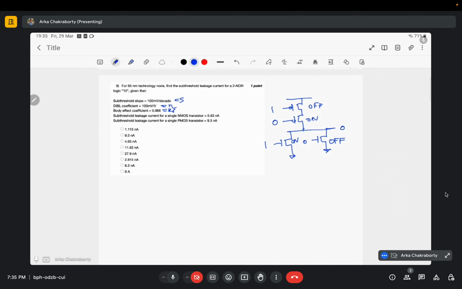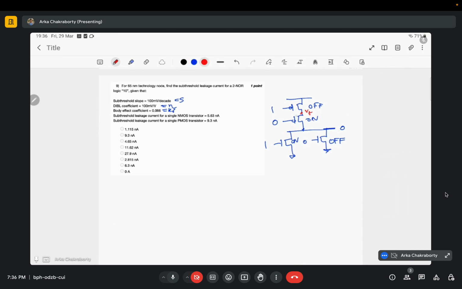So as 0 volt is present here, and we know PMOS is strong 1 and weak 0, so it won't be able to pass voltage 0 completely here. It will pass a small voltage of mod of VT. If VT is considered as negative for PMOS, then it will be mod of VT. It depends upon the nomenclature you are using. So small voltage VT will develop at this node.